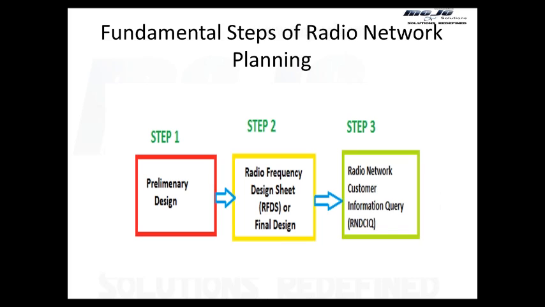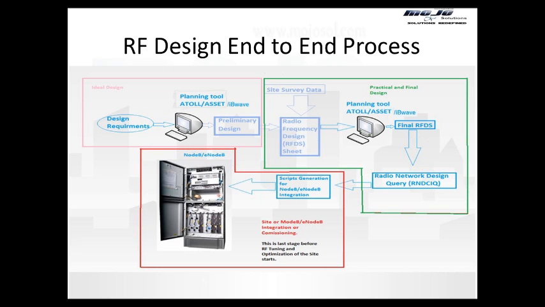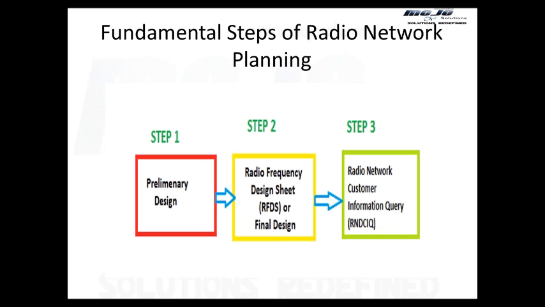So what is step one? There is a preliminary design, then there is a radio frequency design sheet, RFDS, and then the third and final step of any design process is RNDCIQ, the radio network design customer information query. So these are the three fundamental steps. Nobody can disagree. Generally, or vaguely, these are the three major steps of any design process of a cellular radio network, whether LTE, UMTS, or DAS.